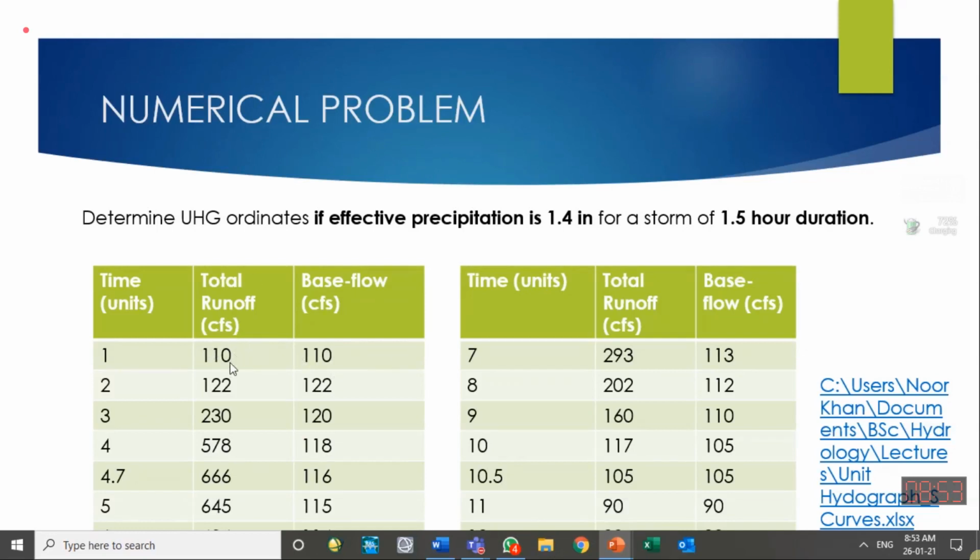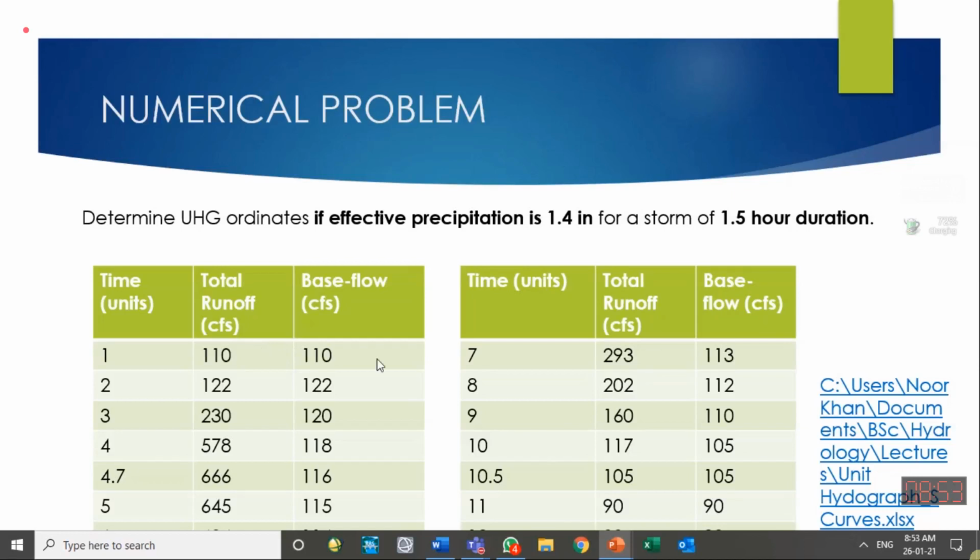So if you have this in Q6, effective rainfall is given to you. This DRO is being produced by a rainfall of 1.4 inch. We want a DRO for a rainfall of 1 inch. So whatever the DRO is coming to you, divide all the ordinates by 1.4. You will be getting the DRO for 1 inch effective rainfall. So that is the unit hydrograph. That is the definition of the unit hydrograph, the DRO generated by an excess rainfall of 1 inch.